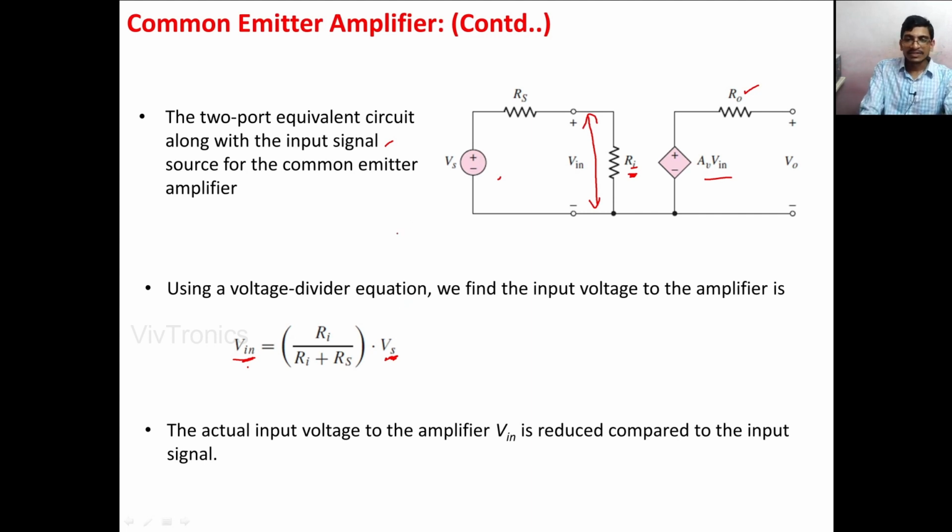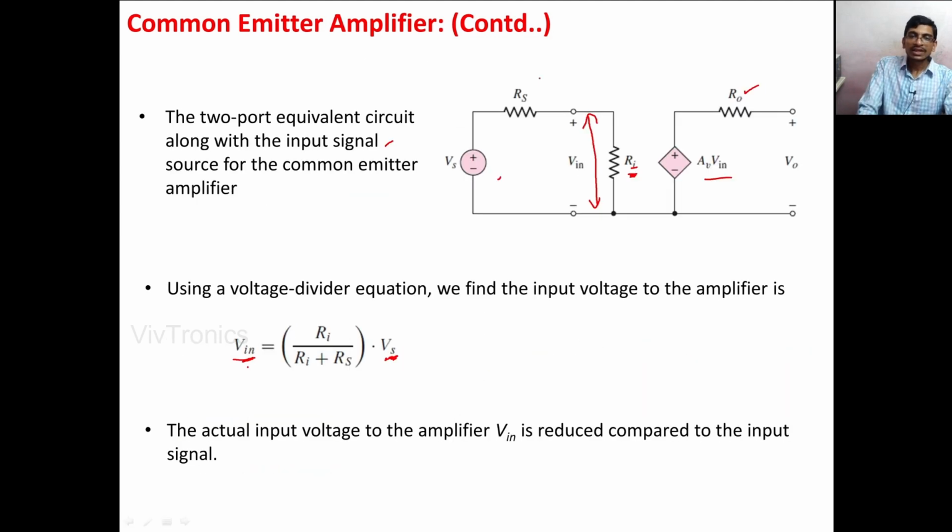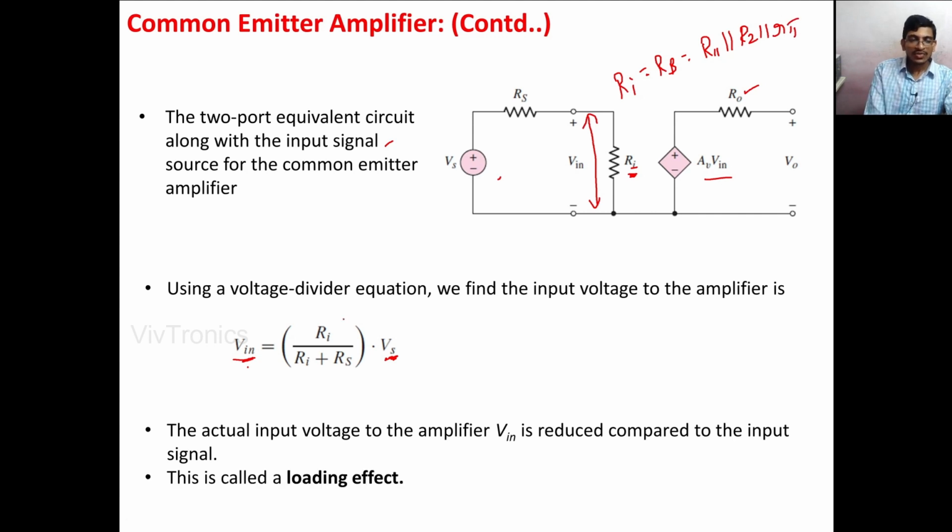Okay, by this equation we can say like that. So here, what is the Ri value? Ri is the input resistance, so that is nothing but the RB value. Here Ri is nothing but the parallel combination of R1, parallel R2, parallel R pi plus Rs. So here the input voltage value is getting reduced by the R pi plus Rs times. Which means that it is called the loading effect.